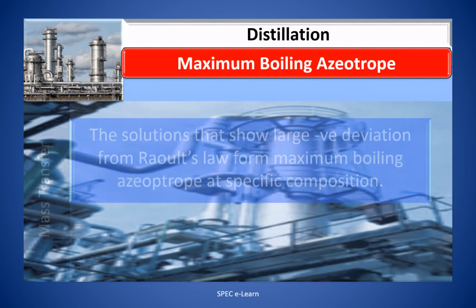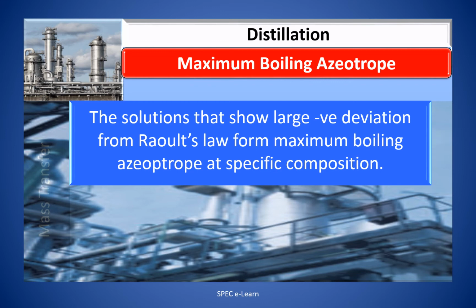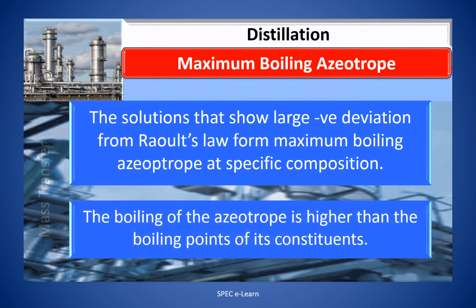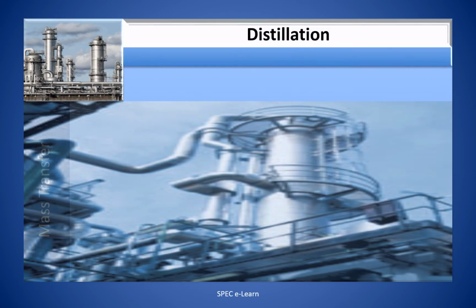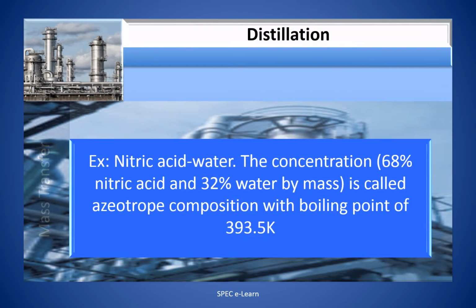Maximum boiling azeotrope. The solutions that show large negative deviation from Raoult's law form maximum boiling azeotrope at specific composition. The boiling point of the azeotrope is higher than the boiling points of its constituents. An example of a maximum boiling azeotrope is nitric acid and water. The concentration of 68% nitric acid and 32% water by mass is called the azeotrope composition, with a boiling point of 393.5 degrees Kelvin.